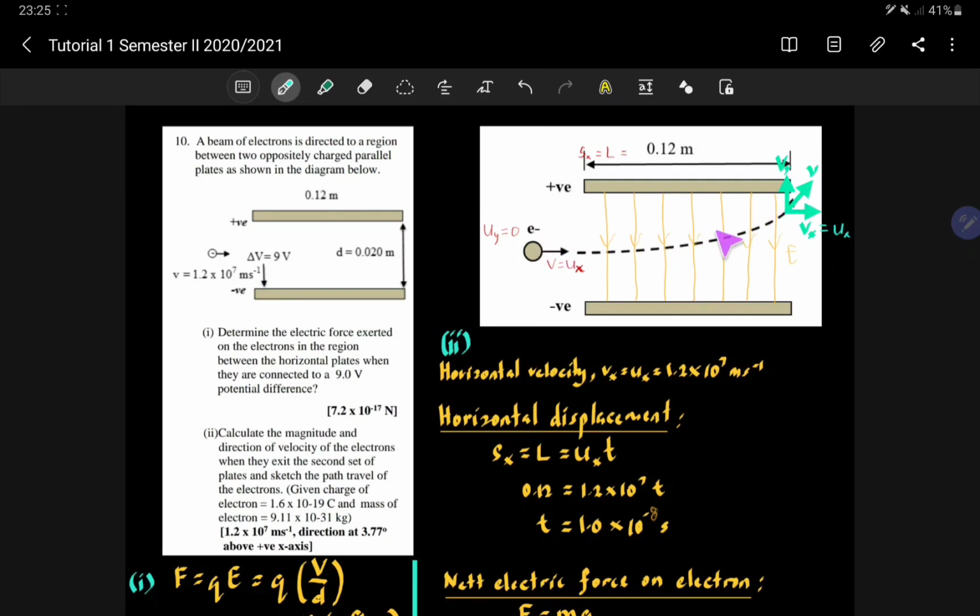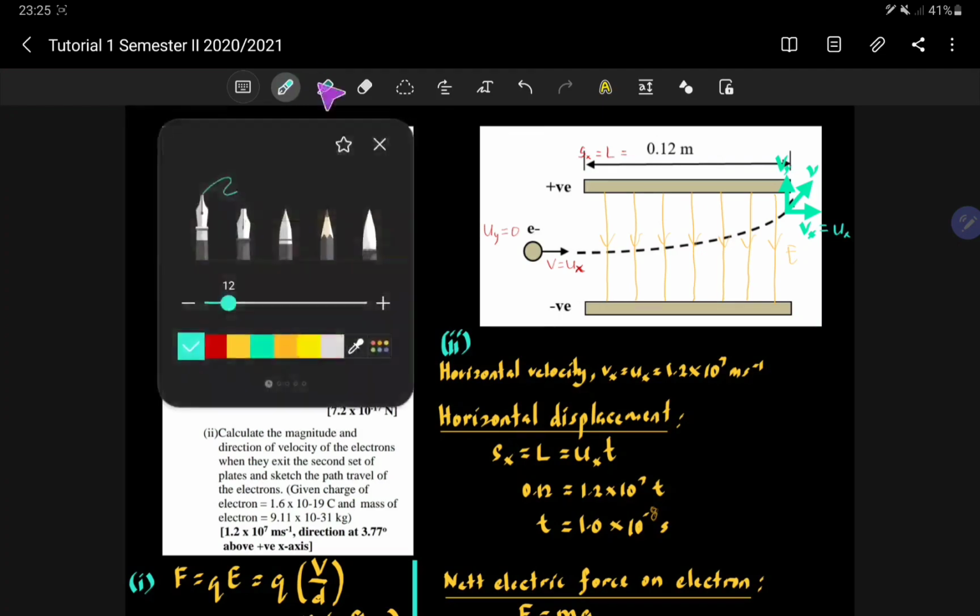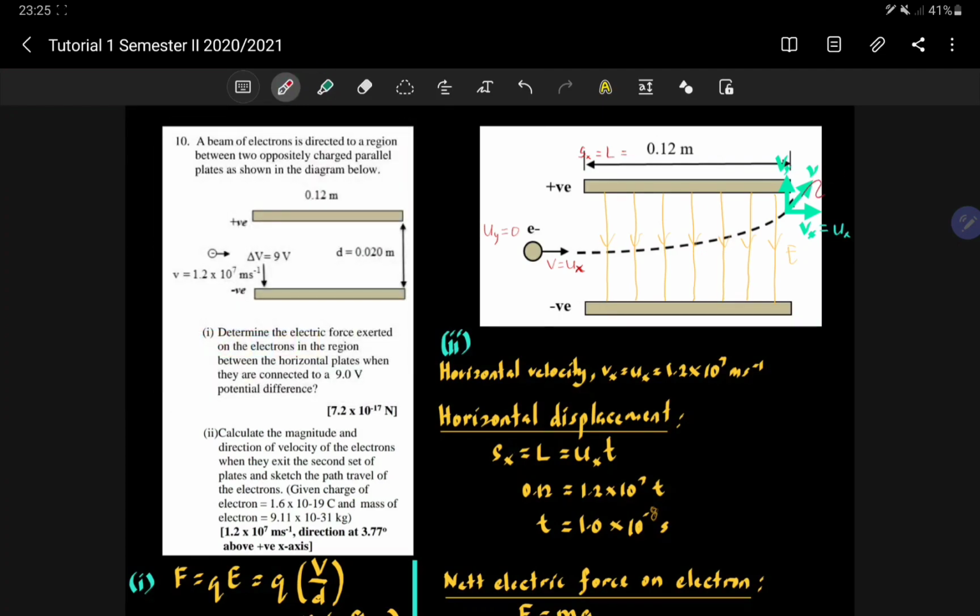Based on this, they ask you to find the speed when the electron just exits the second set of plates here. So they ask you to find V, where V is the combination of Vx and Vy. They also ask for the direction, which is theta. First, they ask you to find the electric force.